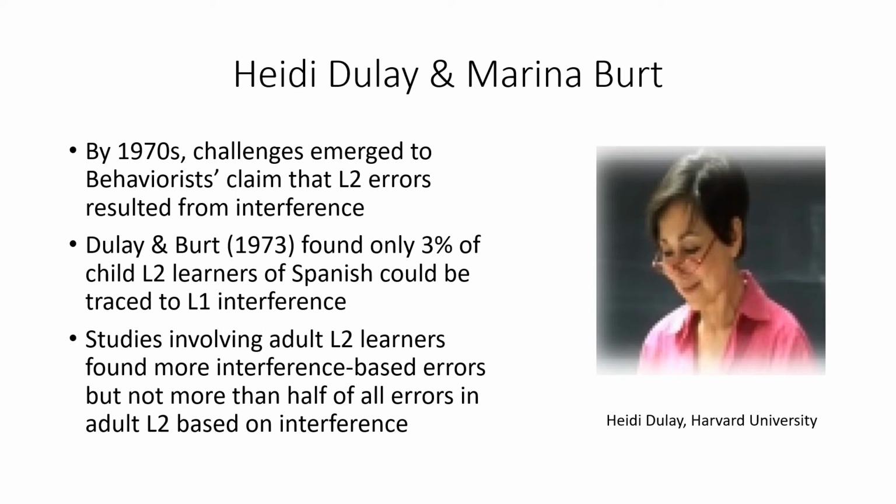Now, studies involving adult learners have found more interference-based errors, and no one has really been able to replicate the findings that Dulay and Burt found, although in all of the child studies, all of the second language studies of children, there are fewer interference-based errors than there are for adults. And with adults, at the furthest extreme, it's still less than half of all errors that can be traced to first language interference.